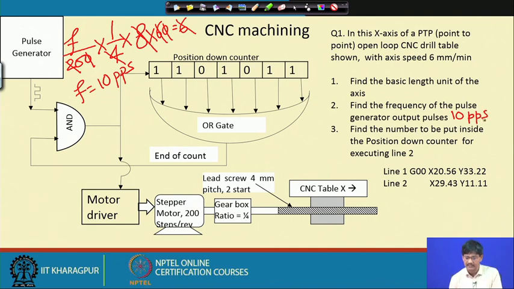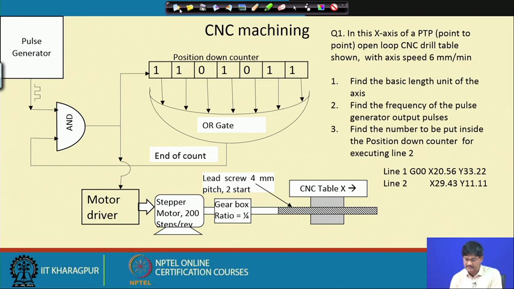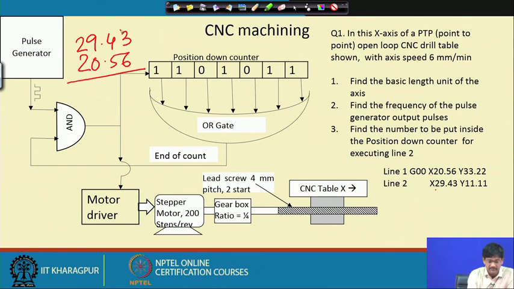Find the number to be put inside the position counter for executing line number 2. Line number 2 says that I want a movement of 29.43 millimeters. So, let us subtract: 29.43, and it was already at 20.56. So this means 13, 7, 1, 14, and this is 6. So this is 8, and 1 goes here, 8. 8.87 millimeters of movement are required.